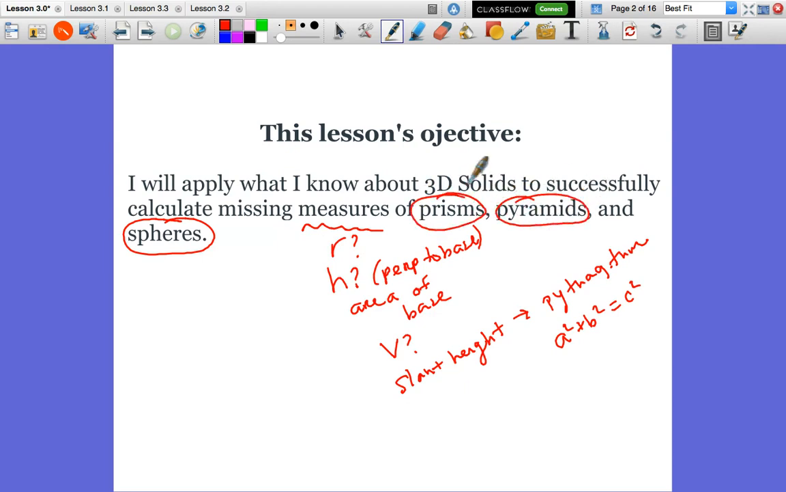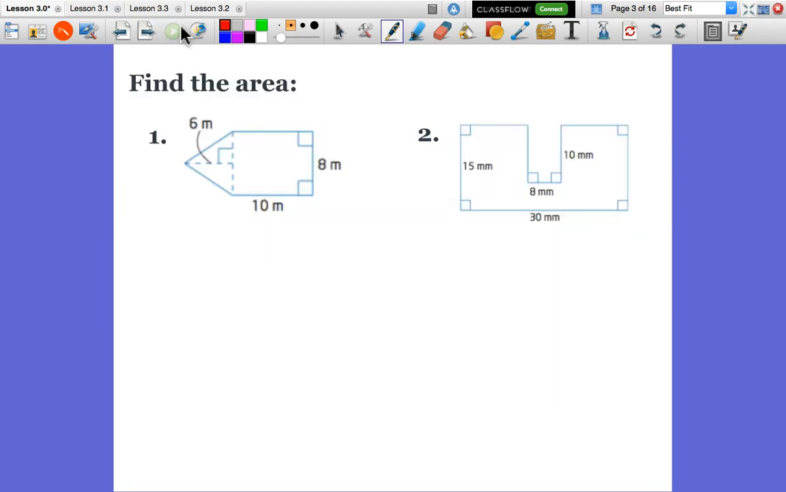So before we get into all of that, I want to do a little bit more with area just to make sure that that's fresh on our minds. And then we are going to go through and review all the formulas that we learned about. And again, use the formula sheet. Okay, so some more finding the area.